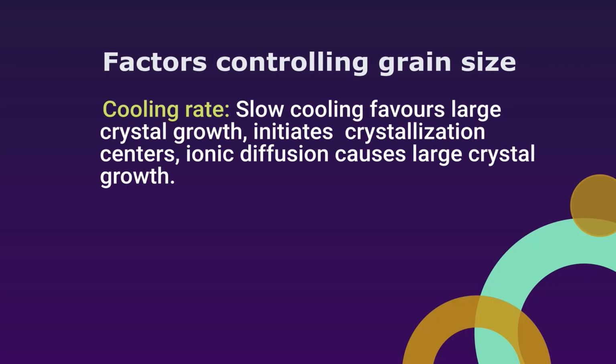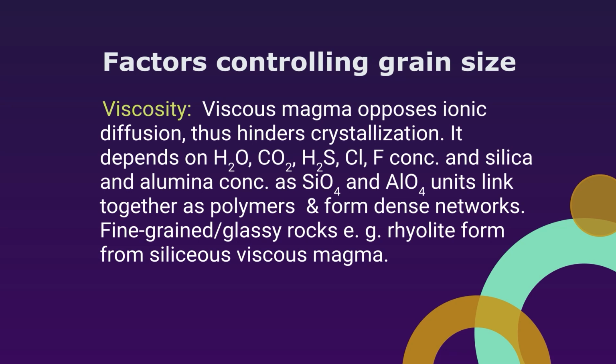Now factors controlling grain size, such as cooling rate. Slow cooling favors large crystal growth, as I have told you earlier also: it initiates crystallization centers, and ionic diffusion causes large crystal growth. Then the second important factor is viscosity. Viscous magma opposes ionic diffusion, thus hindering crystallization. It depends on H2O, CO2, H2S, chlorine, fluorine concentration and silica and alumina concentration, as SiO4 and AlO4 units linked together as polymers form dense networks. Fine grained glassy rocks such as rhyolite form from siliceous viscous magma.